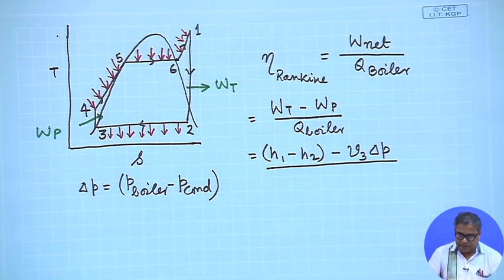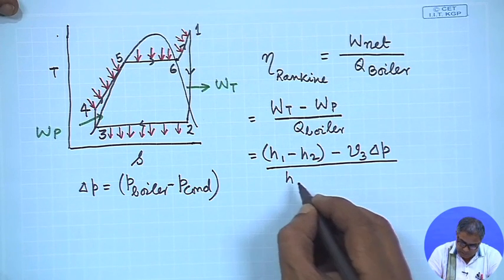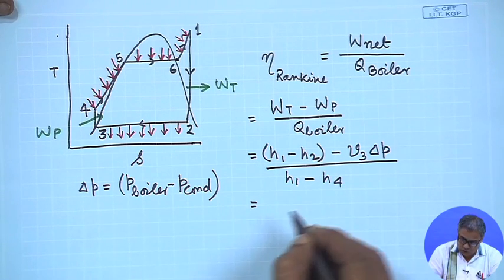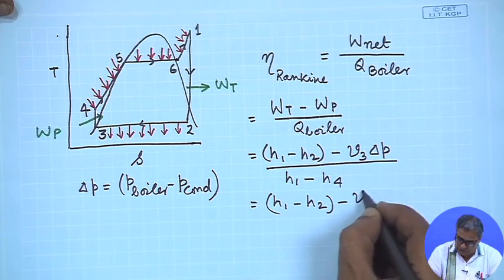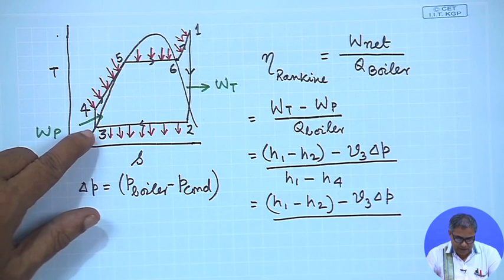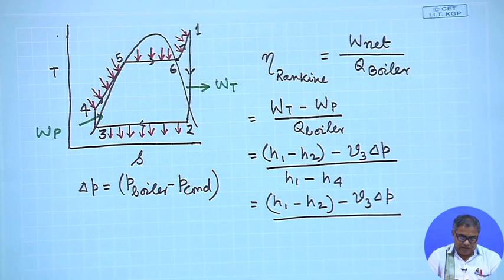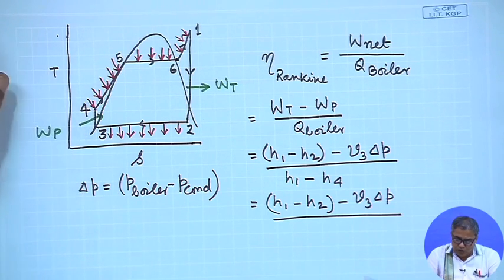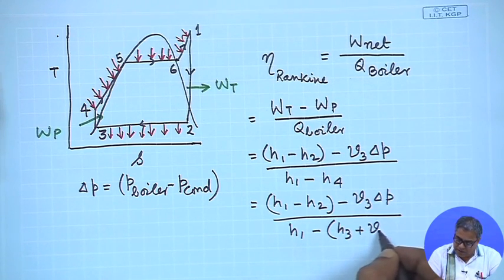Then, what is the heat transfer in the boiler? The heat transfer in the boiler should be given by H1 minus H4. Again, H4 is difficult to determine. So, one can write H4 as H3 plus the pump work, where H3 can be easily calculated or looked up from a steam table, property table. So, one can write H1 minus H3 minus V3 delta P, with the pump work added back appropriately.